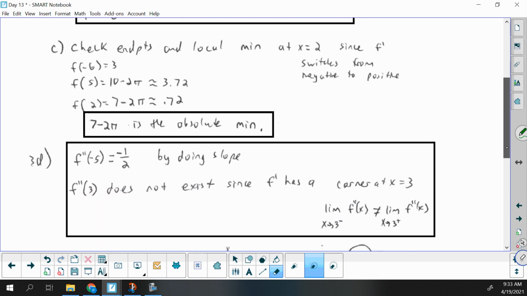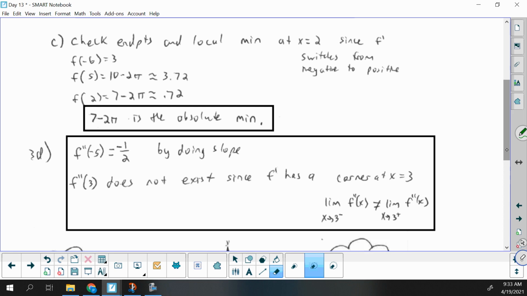And our second derivative in 3D, you're just taking the slope of f prime. So at -5, the slope is just -1/2. At 3, we have a corner point, though. So we would say that f double prime of 3 doesn't exist. You can say that because there's a corner: the slope from the left is not equal to the slope from the right, because there has to be a gradual change in slope for the derivative to exist.